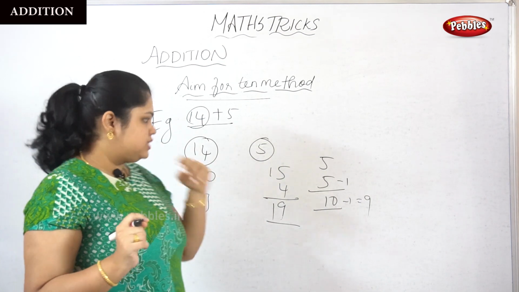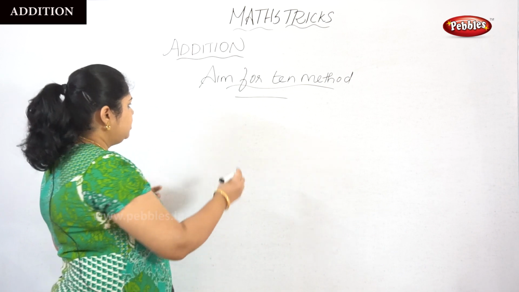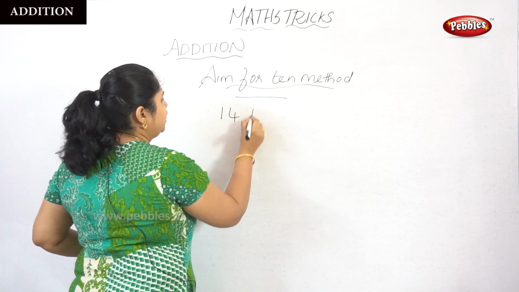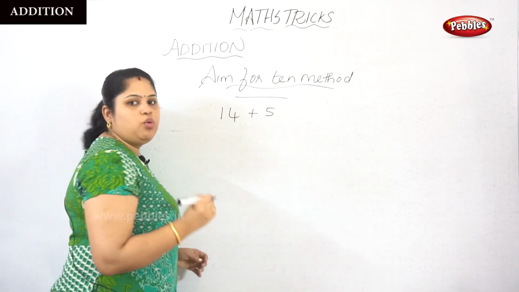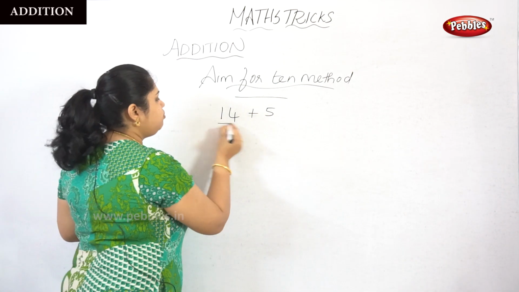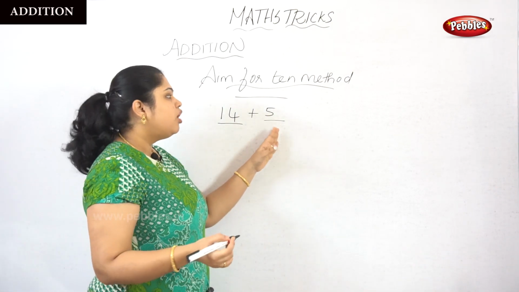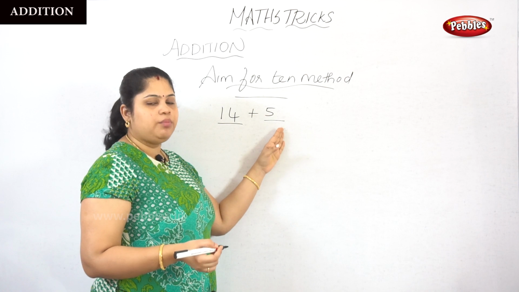Let's see it one more time. Again, what I have said is 14 plus 5. What is the method I have told? Aim for 10. Whether we want to aim for a 10 from here or from here. We cannot make a 10 here.